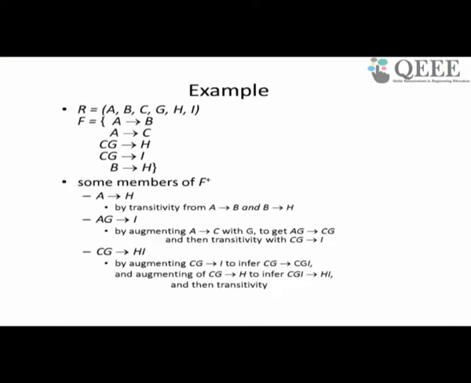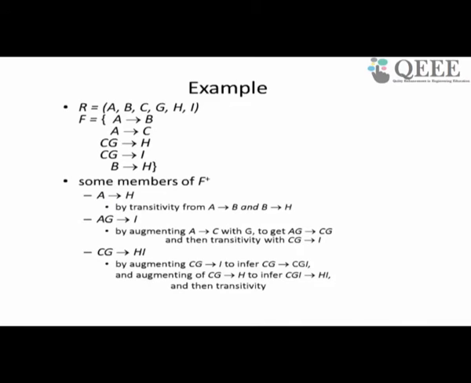F is this set of attributes: A to B, A to C, CG to H, CG to I. So these are some attributes. I can form a closure of F, I call it F plus, by applying the Armstrong axioms, these 3 Armstrong axioms. For example, I can get A determines H by transitivity. I can get AG determines I by augmentation of 2 rules. I can get CG determines HI by augmenting CG and I.